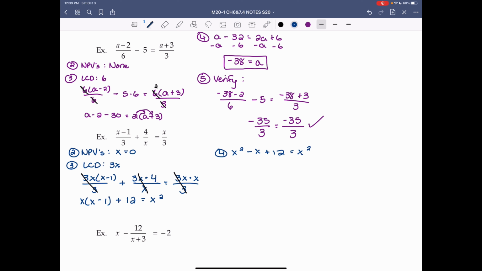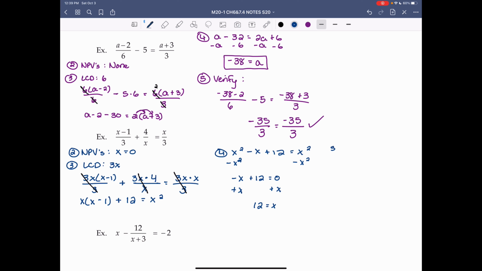If we subtract x squared from both sides, x squared minus x squared is 0. We're left with negative x plus 12 equals, and then again x squared minus x squared is 0. Add x to both sides. We get 12 equals x.